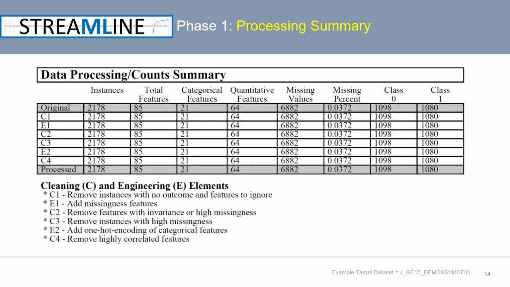This phase also generates a processing summary, clearly identifying data summary information starting from the original target dataset and identifying any changes that occur as cleaning or engineering elements are applied in sequence. As we can see in this example focused on dataset J from our obstructive sleep apnea study, this particular dataset remained unchanged throughout processing, yielding the same original and processed data counts. This makes it clear to the user how their data may have changed through STREAMLINE automated data processing, and what elements were involved in changing the data.